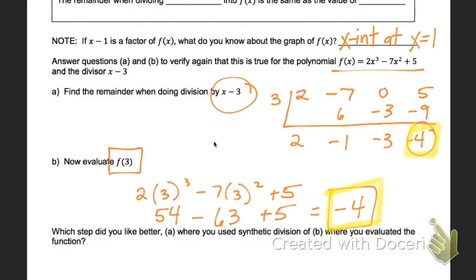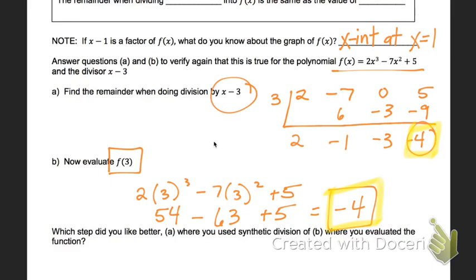Which step did you like better? Synthetic. Synthetic, or where you evaluated? You like synthetic better than evaluating? That was much easier than multiplying all of that out in your head. So you can do whichever one you want, and they both will work out.